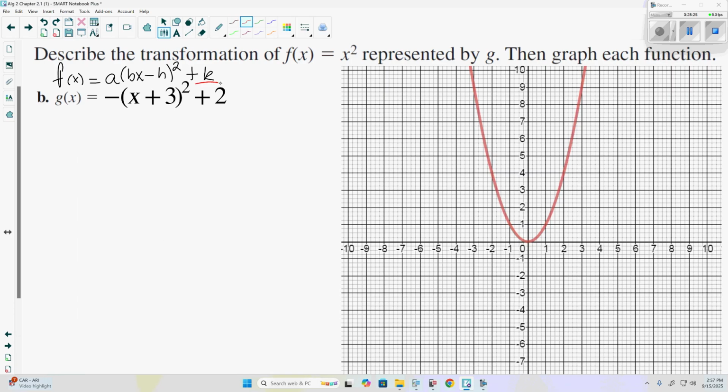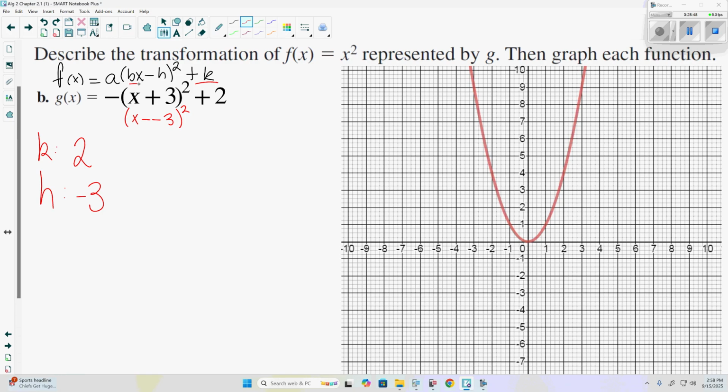Looking at this here, do we have a value for K? Yeah. And it is 2. Would it be positive 2 or negative 2? Positive. It would be positive. Do we have a value for H? And it would indeed be negative 3, because really what we have inside this parentheses here is x minus negative 3.